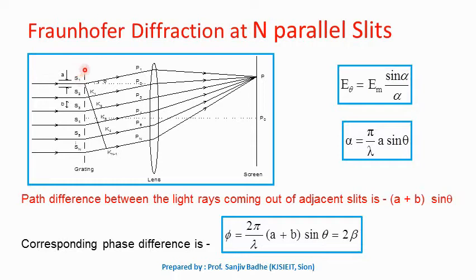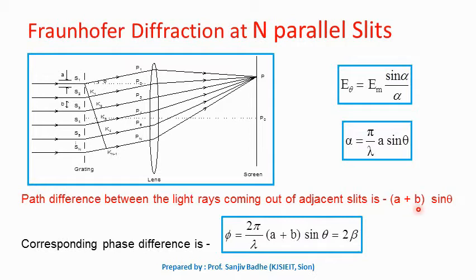To simplify the problem, we replaced all the light waves diffracted from a single slit by a single light wave diffracted from the center of the slit at an angle theta, and this light wave has an amplitude E theta equal to Em sin alpha upon alpha. This we have already proved in our single slit diffraction case, where alpha is equal to pi by lambda a sin theta.